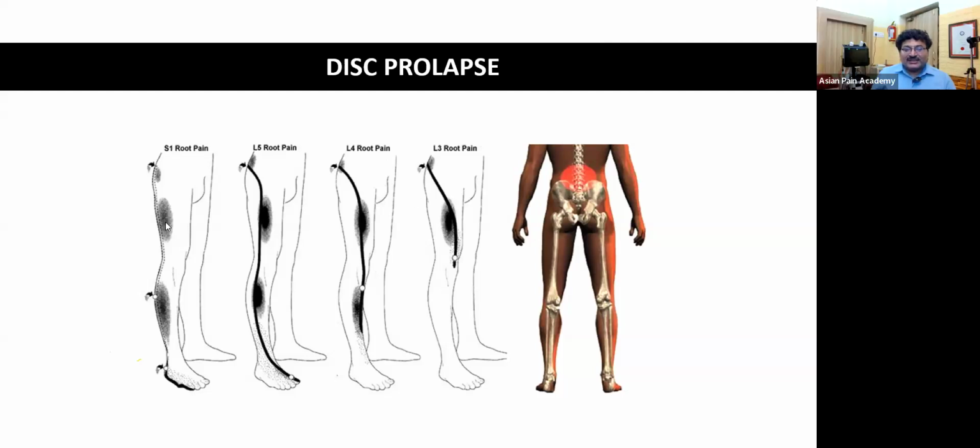So now you can see S1 is causing pain in the posterior side. If it is involving the motor part, it is causing difficulty in plantar flexion. L5, whereas, is going more towards the anterior side, towards the great toe, and if there is motor weakness, it will stop the dorsal flexion or the extension of the foot. Now, can anyone tell in which nerve involvement, L5 or S1, the patient will not be able to walk on the toes?